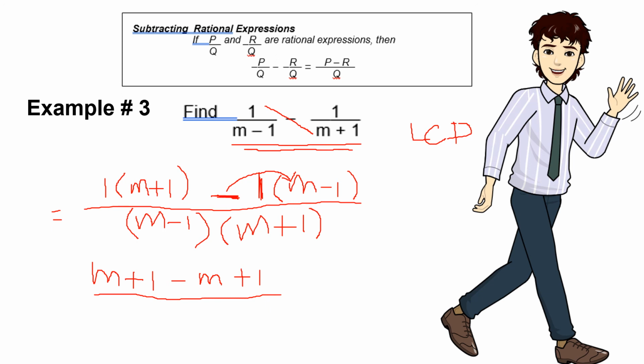Next, copy lang natin ang denominator. Wala naman tayong kailangan baguhin sa denominator. Again, ang denominator natin is m minus 1 times m plus 1. This is called the LCD. Yung naging LCD natin.